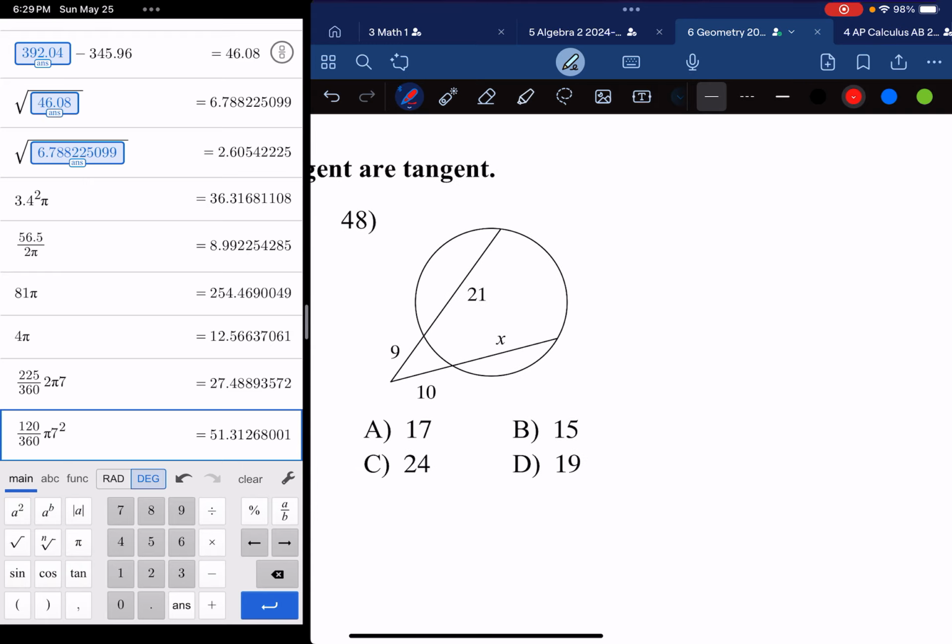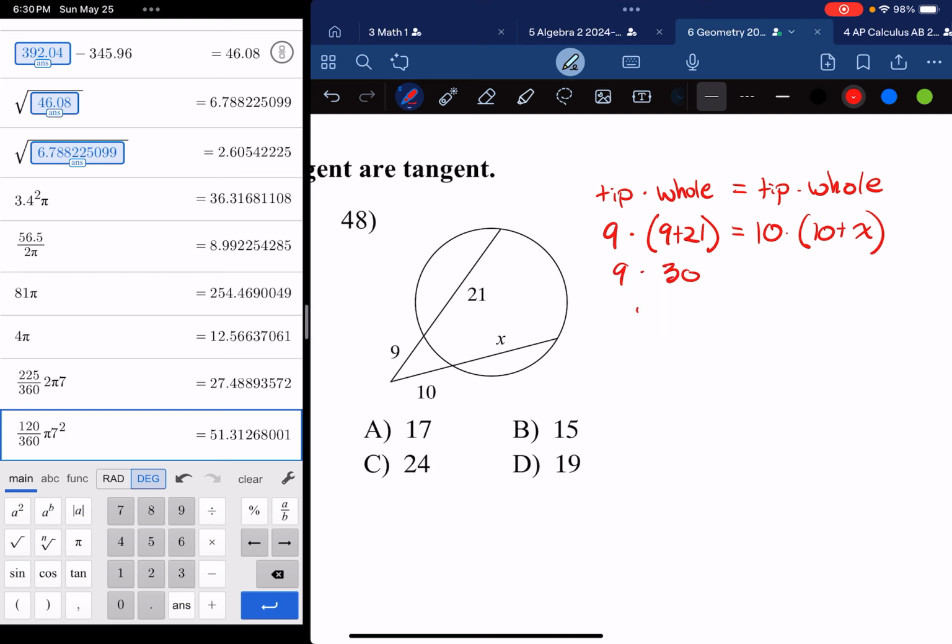For number 48, these are typically really tricky. You say tip times the whole thing is equal to tip times the whole thing. So the tip is 9, times the whole thing, which is 9 plus 21, is equal to the tip, which is 10, times the entire thing, which is 10 plus x. From there, I'm going to say that this is really 30, and 9 times 30 is 270.